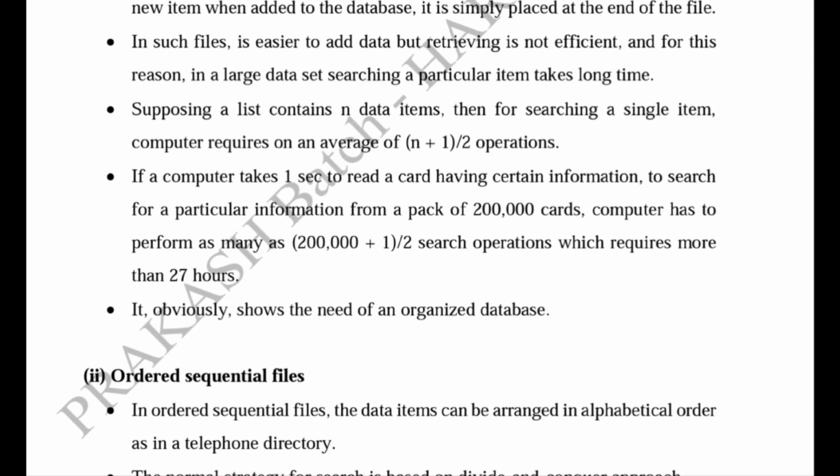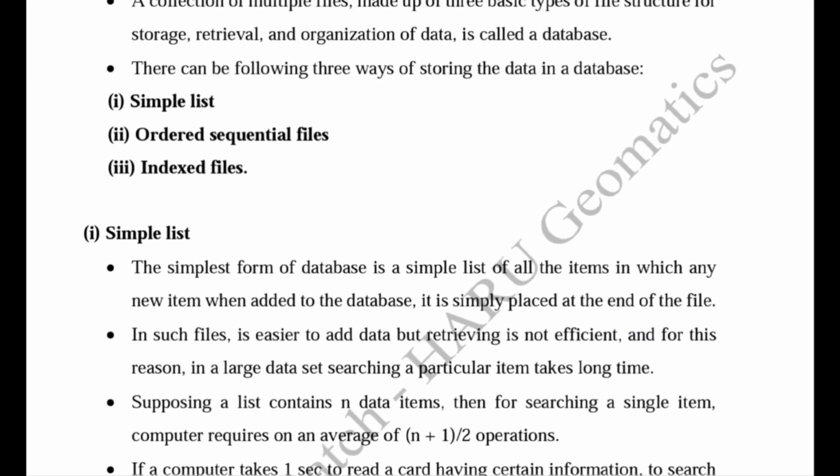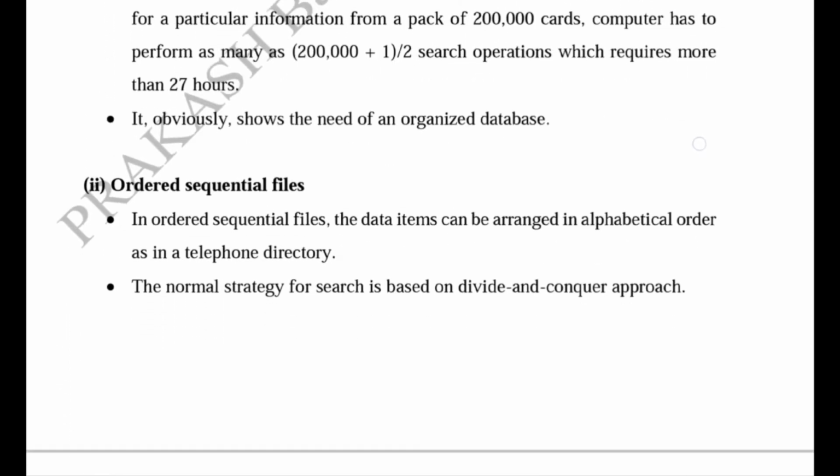Means we can easily retrieve the data from the database. So for that we have other types of file structure, such as indexed files and ordered sequential files. The advantage of the simple list is only that adding new data is simple in this type of file structure.